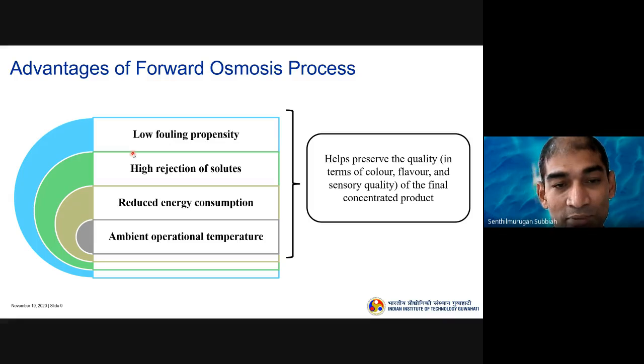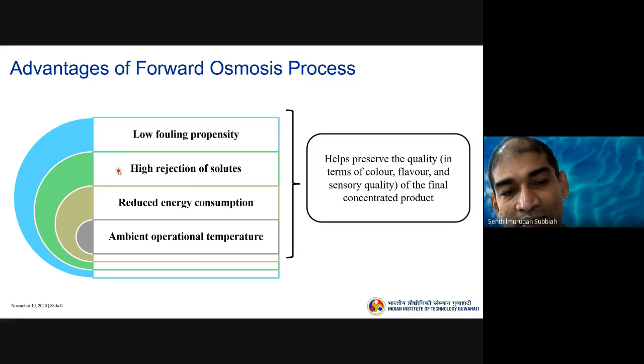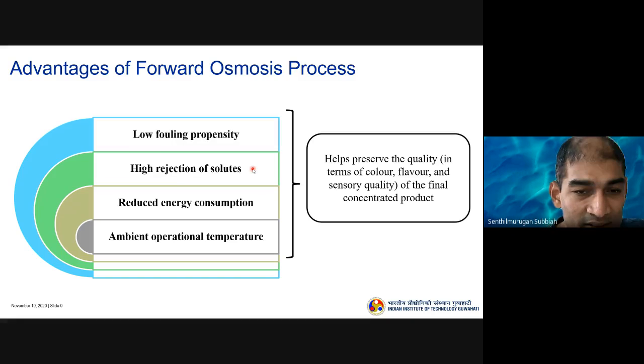Of course, still people believe that the low fouling propensity is one of the added advantages of forward osmosis, but now it is questioned. This year only it is questioned: is it really giving a low fouling propensity? And then the high rejection of solutes, and then reduced energy consumption. So I said, since pressure is not applied, the rejection is expected to be very high. And since we are not using high pressure, the energy consumption is less.